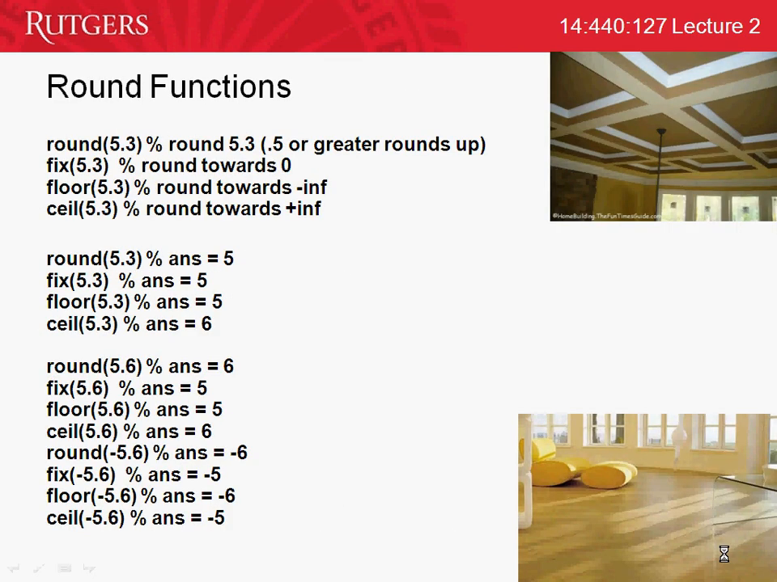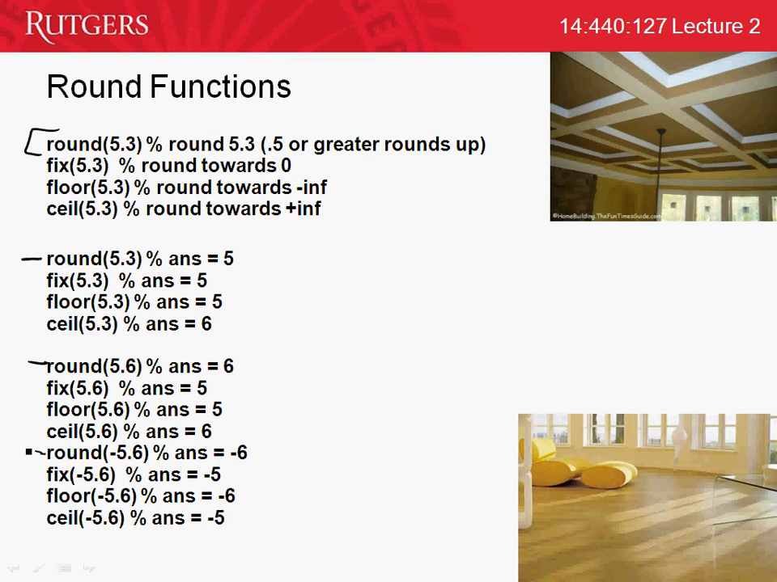And then we have a whole bunch of rounding functions. We can round in more ways than you'd ever imagine. The round you're used to is, if you're 0.5 or greater, you round up. If you're less than 0.5, you round down. And that's implemented as round in MATLAB. So if you have 5.3, you round down. If you have 5.6, you round up. And if you have negative 5.6, you round towards the greater magnitude, so you round towards negative 6.